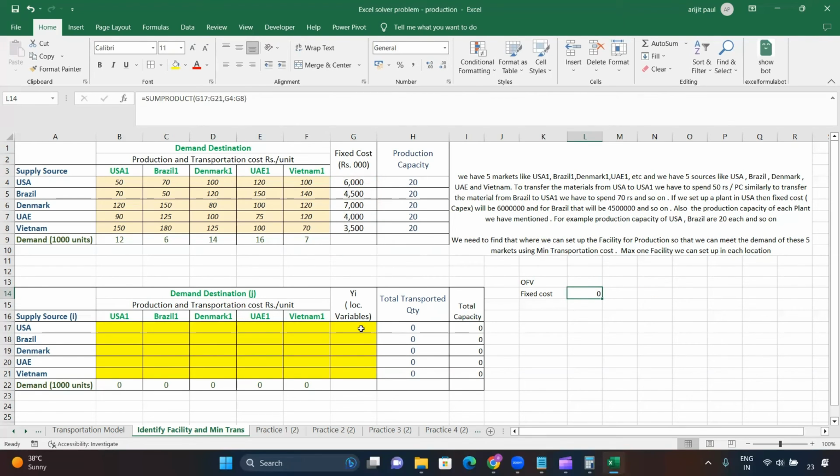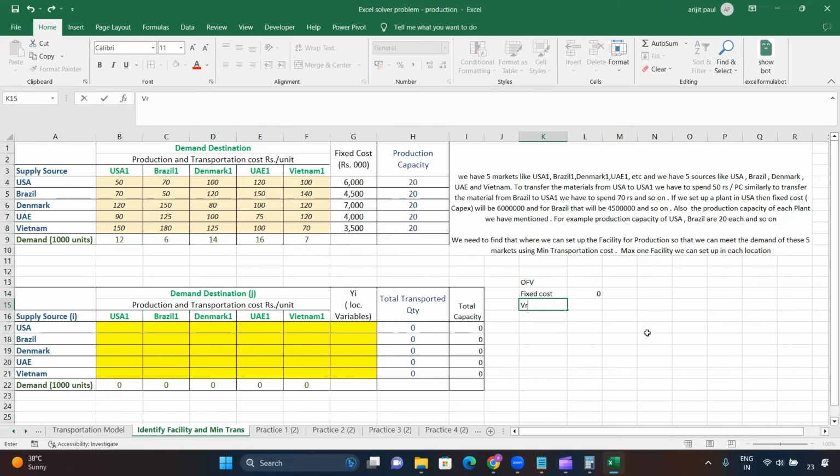So if we decide to set up that particular plant at a given location, then only are we going to spend that fixed cost amount. Otherwise, we are not going to spend any penny related to the fixed cost. So that is what I have mentioned here, sumproduct. This one multiplied with the fixed cost.